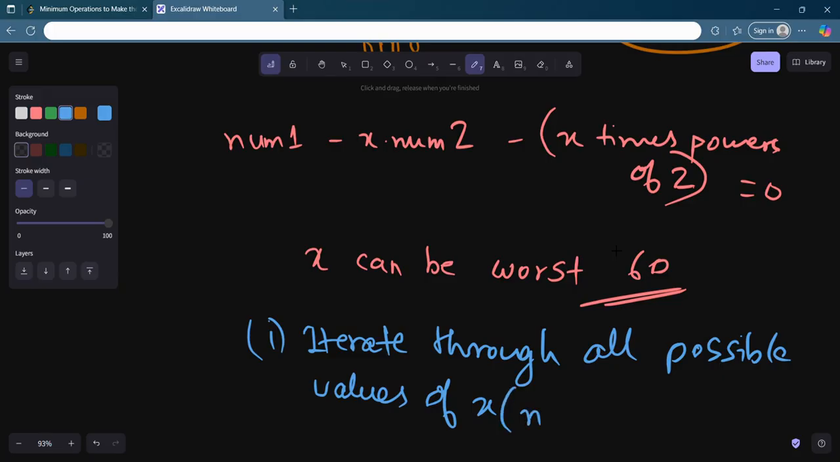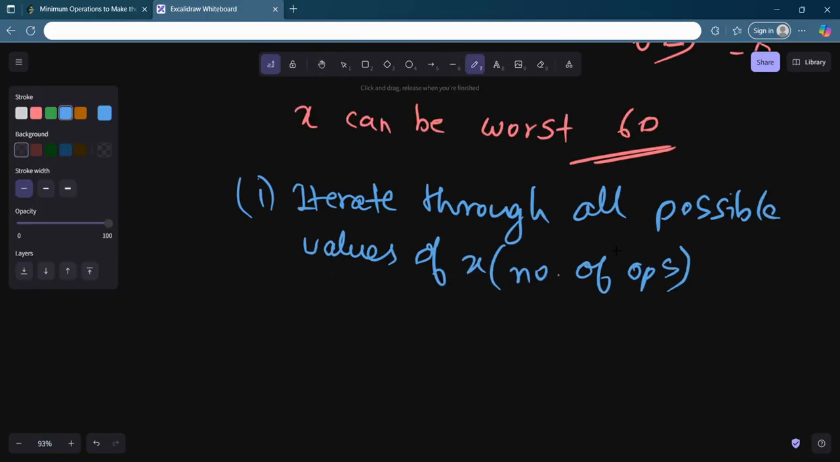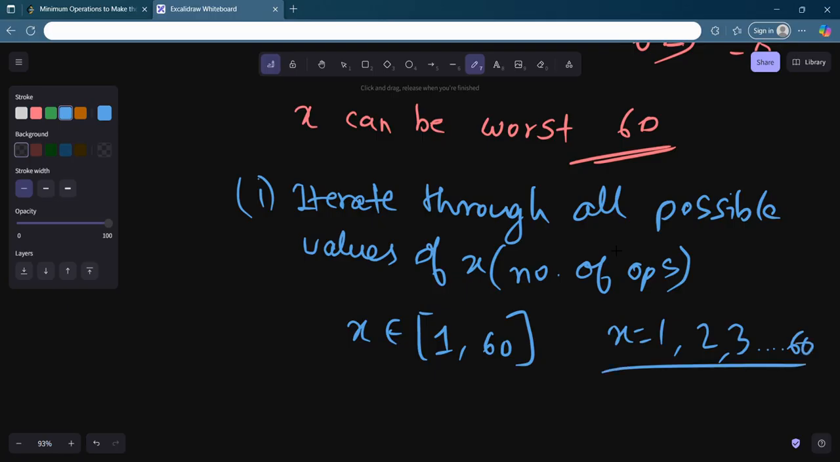Don't forget, what is x? It is nothing but the number of operations. In order to reduce num1 to 0, you need at least one operation. So x is nothing but from 1 to 60, both inclusive. You might need one operation, two operations, three operations, till 60 operations in the worst case.